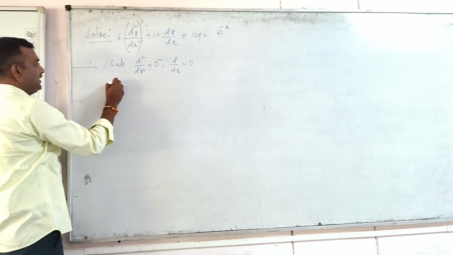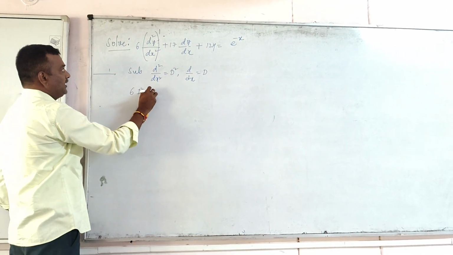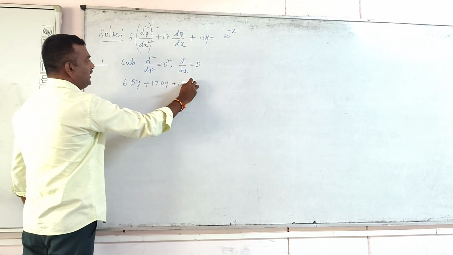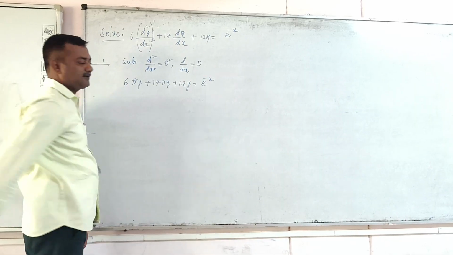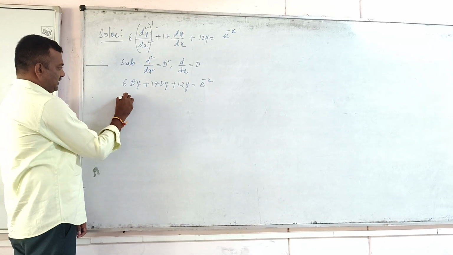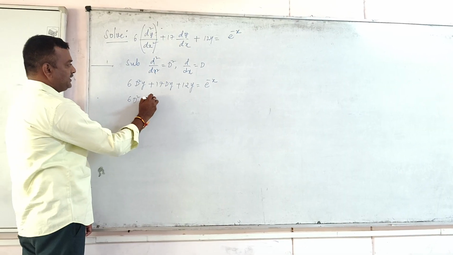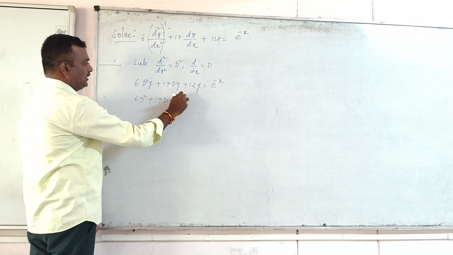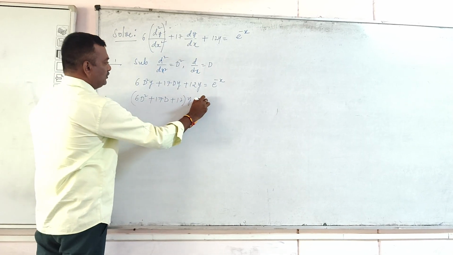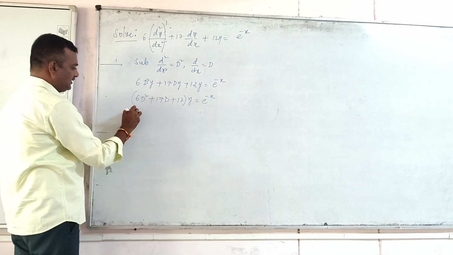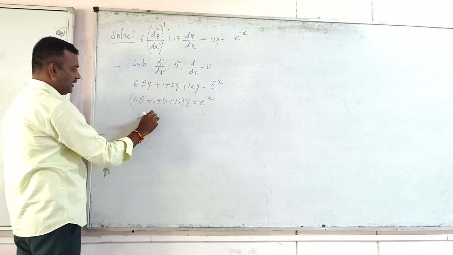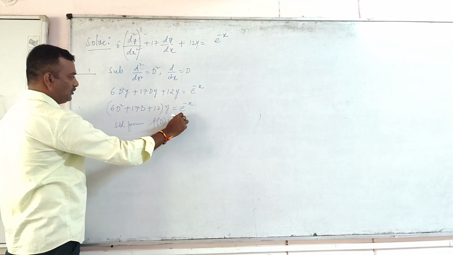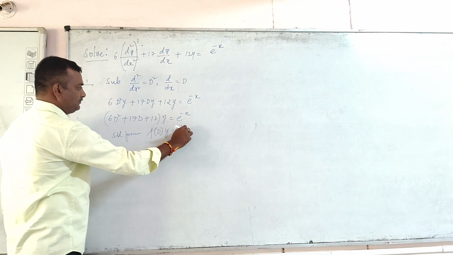Then the equation becomes 6D square y plus 17 Dy plus 12 y is equal to e raised to minus x. Further, I am going to take y as common on the left side. The 6D square plus 17D plus 12 into y is equal to e raised to minus x. So this is in standard form. Standard form of non-homogeneous f of D into y is equal to phi of x.